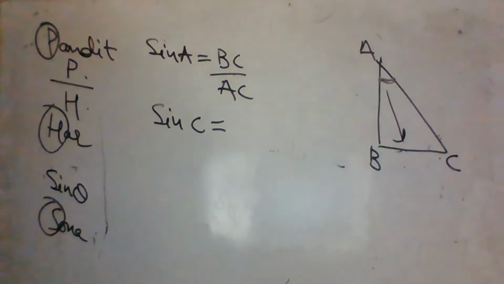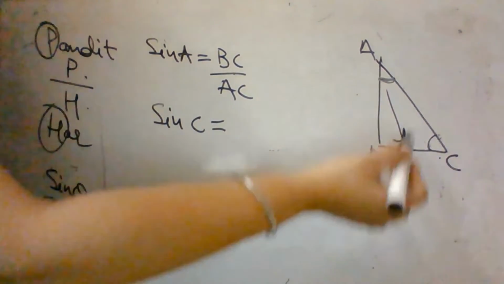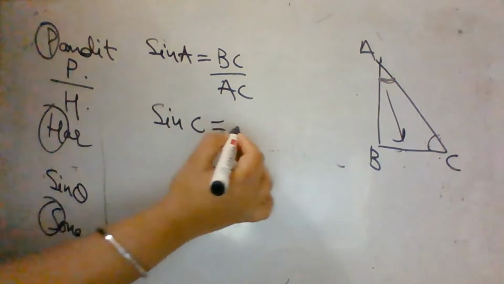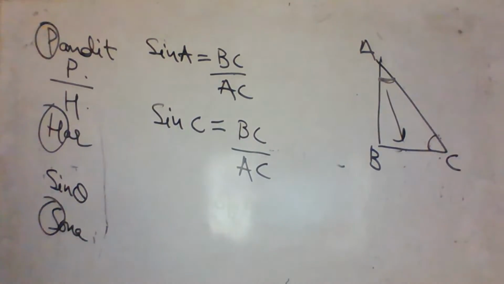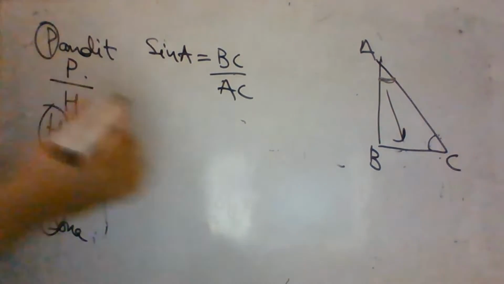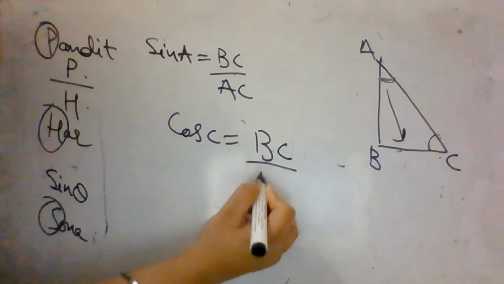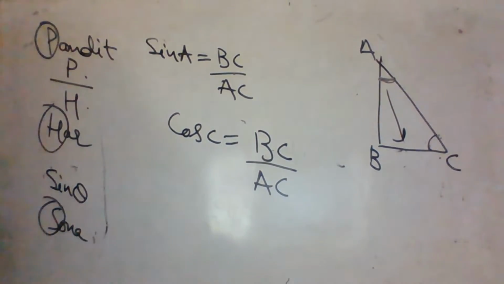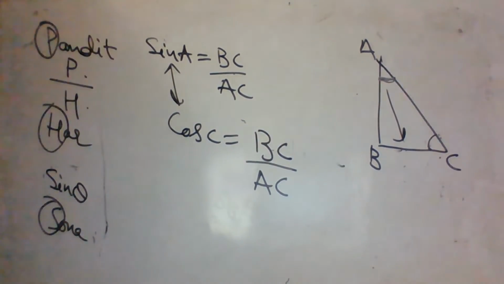Also you can try for sine C. So guys, sine C will be nothing but B by H. And for C, this is base and this is hypotenuse. So BC over AC. So this will be cos C, which is nothing but BC over AC. So you have seen that sine A is equal to cos C.